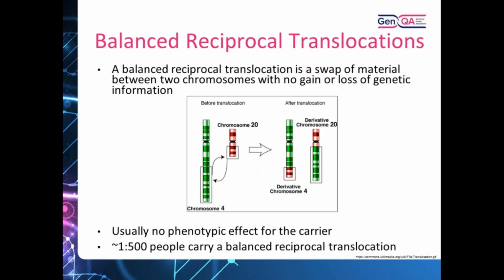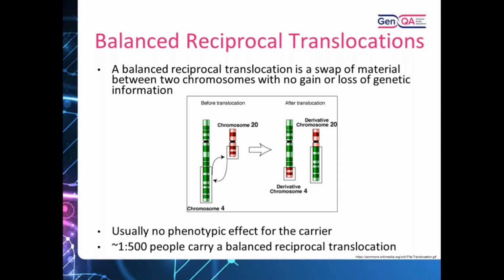So the first abnormality I'm going to cover is balanced reciprocal translocations. So what happens during meiosis if one of the parents carries a balanced reciprocal translocation? So first of all, what is a balanced reciprocal translocation? Most of you will know that this is a swap of material between two chromosomes, and usually there's no gain or loss of material.